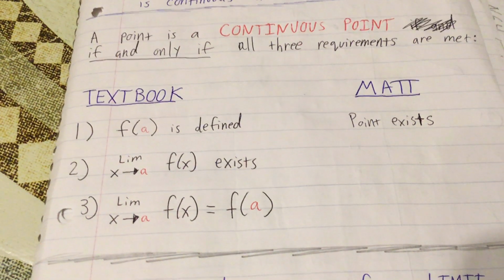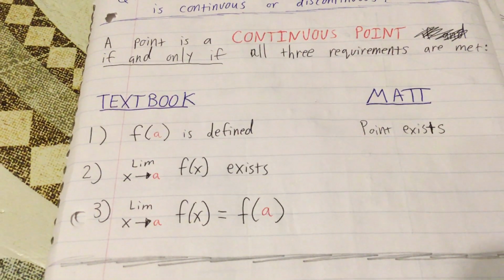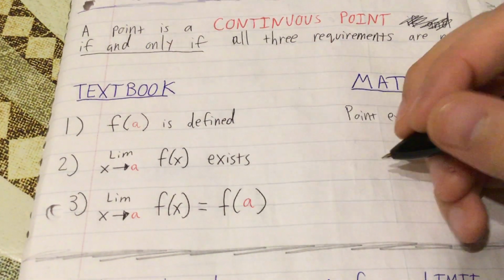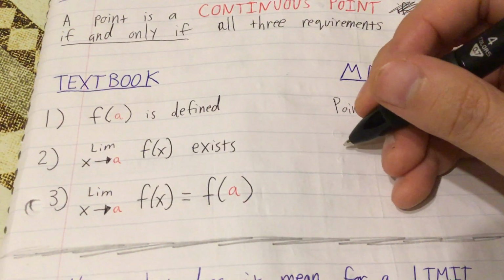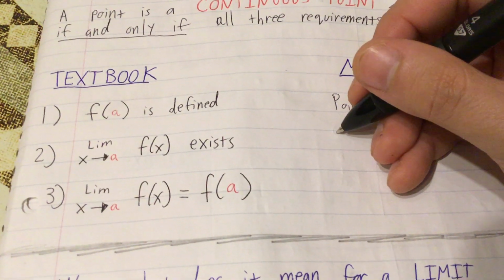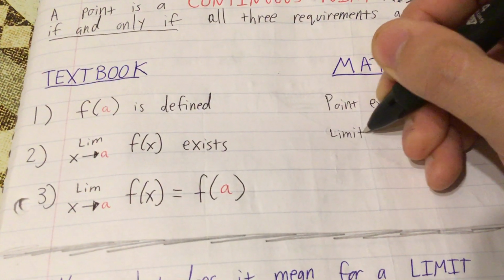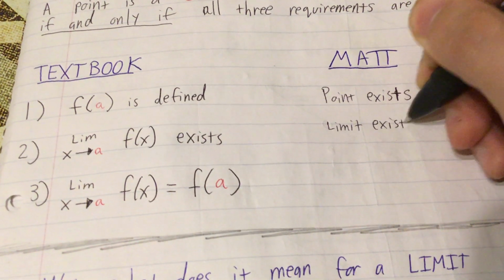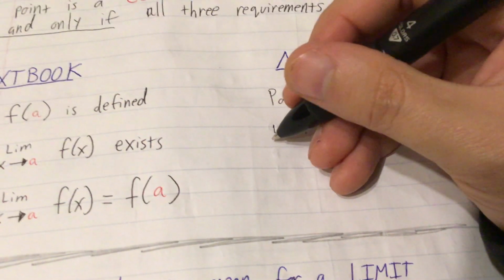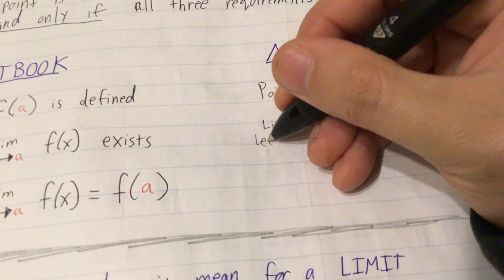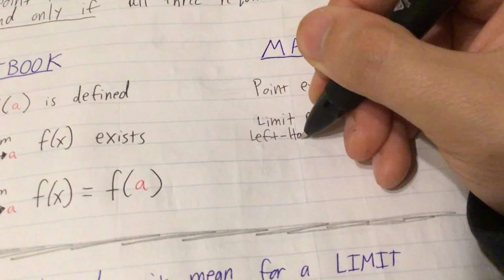Anyway, so remember yesterday. How do you know if a limit exists? The left-hand limit and the right-hand limit need to agree. So the limit needs to exist. The limit exists. In other words, the left-hand limit and the right-hand limit need to agree.